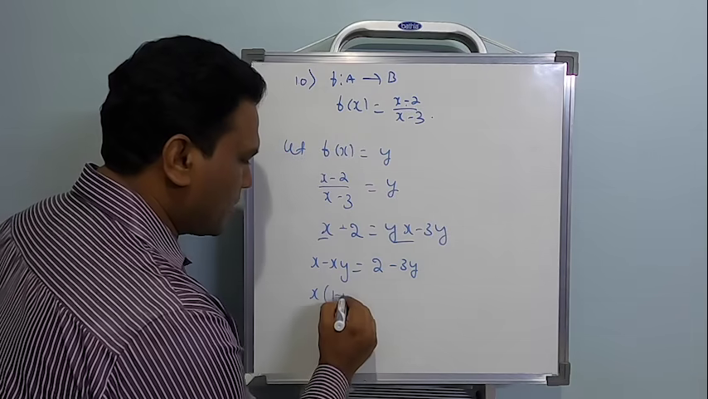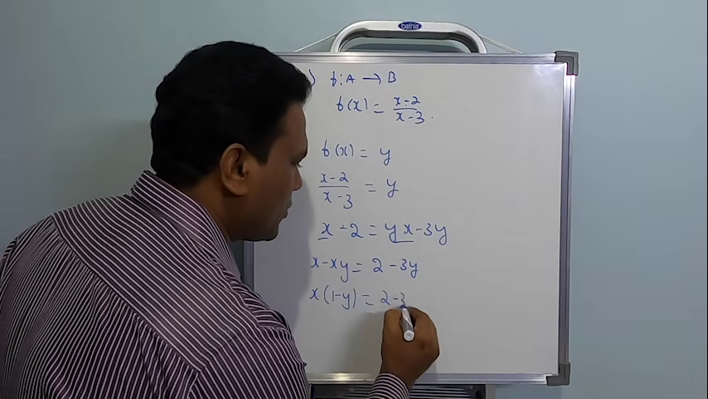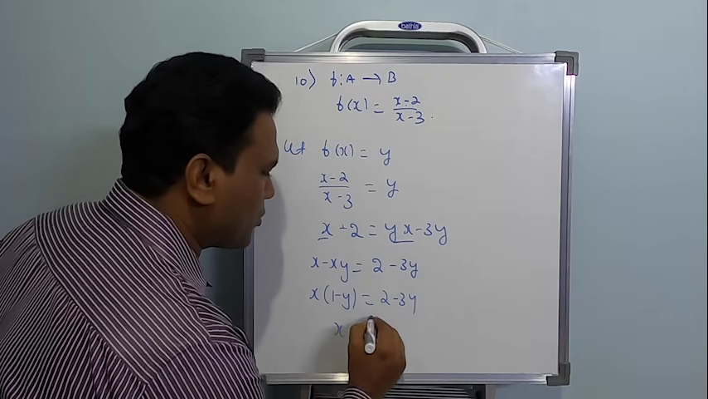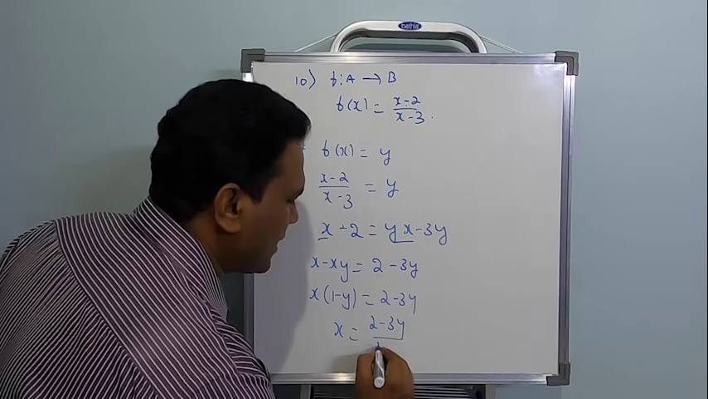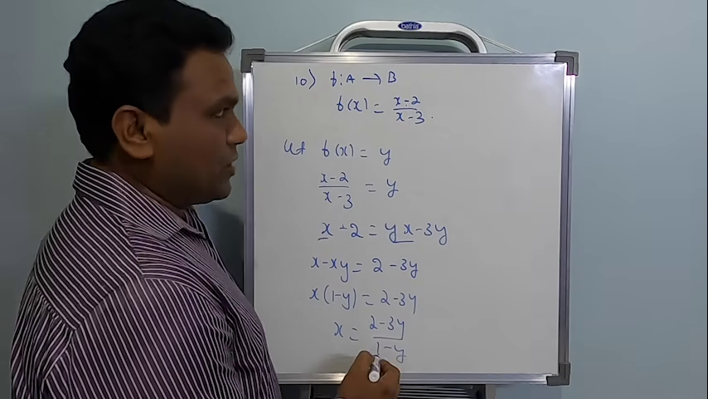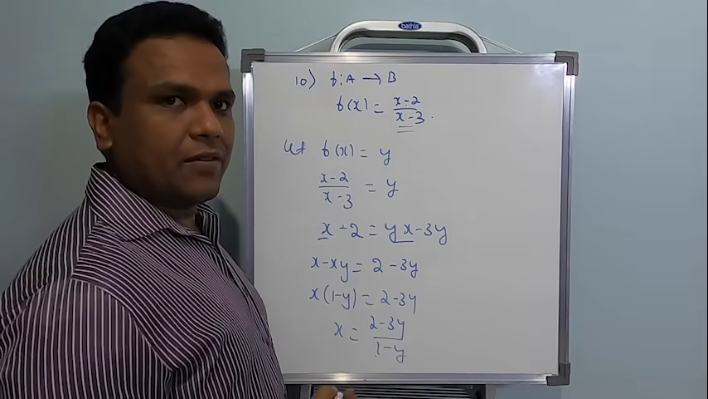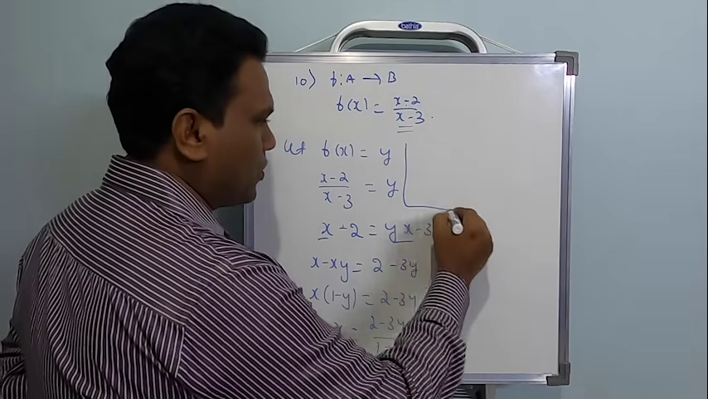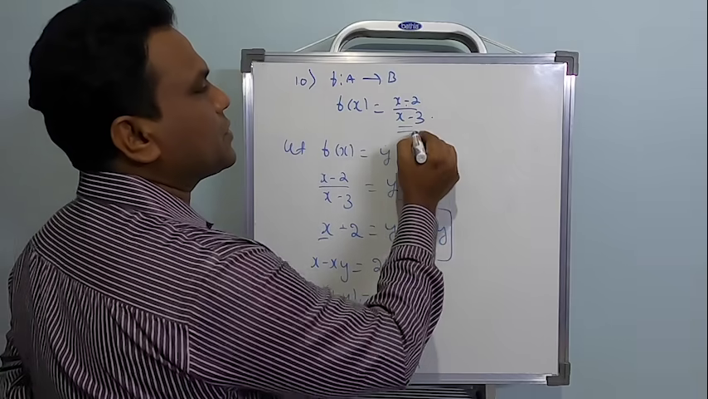So x will be taken common. x(1 minus y) is equal to 2 minus 3y, or x equal to (2 minus 3y) by (1 minus y). Where will we substitute this? This we will substitute in the given function. So let me substitute in the given function.